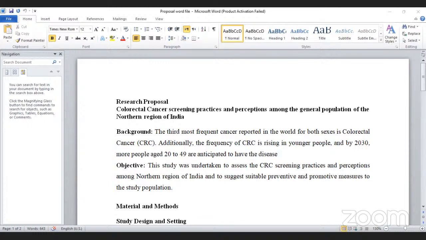And this is the short background: colorectal cancer is the third most frequent cancer reported in the world amongst both the sexes. Additionally, the frequency of colorectal cancer is rising in younger people, and by 2030, more people aged 20 to 49 years are anticipated to have the disease. Then this is the objective. This study shall be undertaken to assess the CRC, I will use the short form CRC, sir, screening practices and perceptions among northern region of India, and to suggest suitable preventive and promotive measures to the study population.